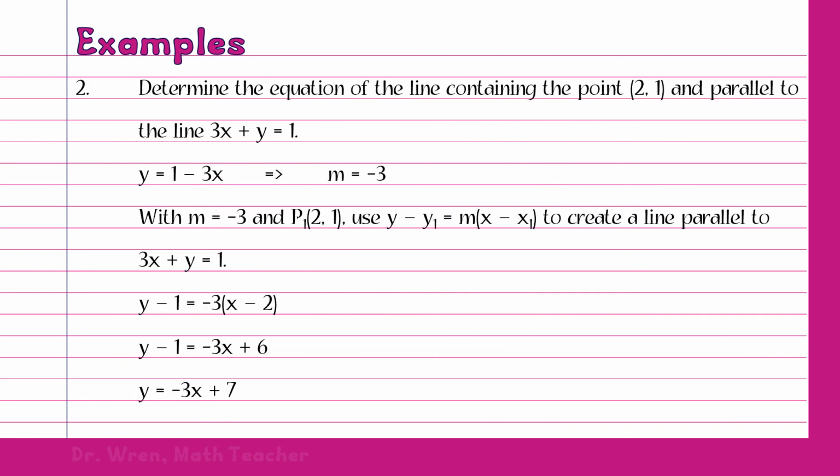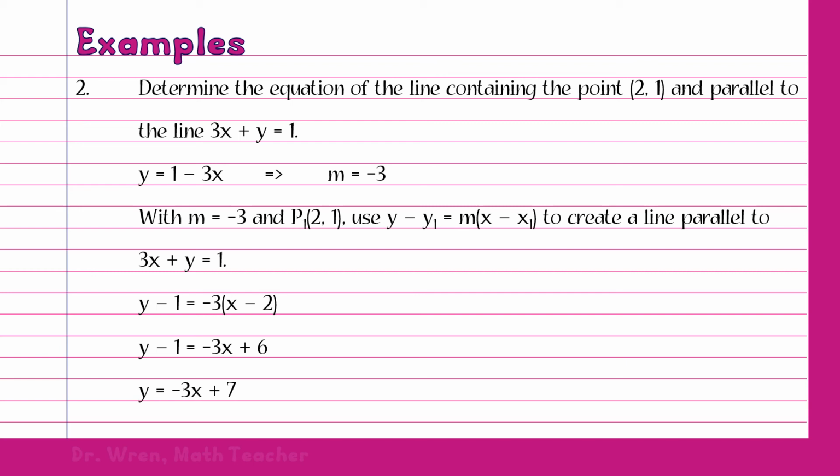Determine the equation of the line containing the point (2, 1) and parallel to the line 3x plus y equals 1. First, solve for y in the equation 3x plus y equals 1 to get y equals 1 minus 3x. The slope is the coefficient of x, which is -3. Now we have a slope and a point.